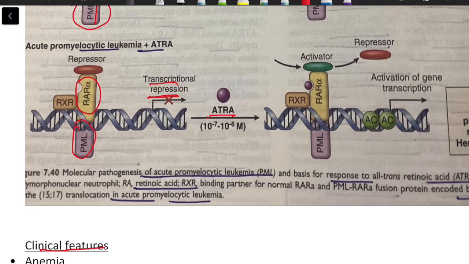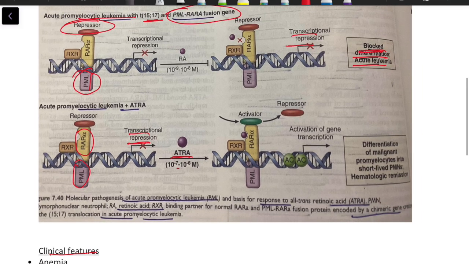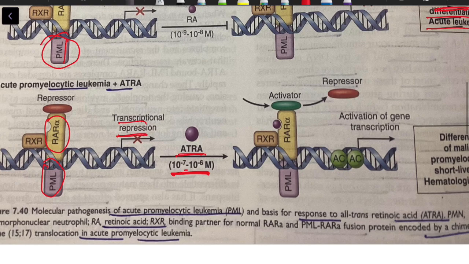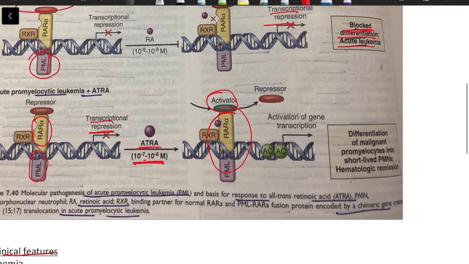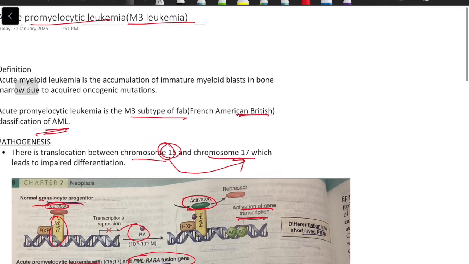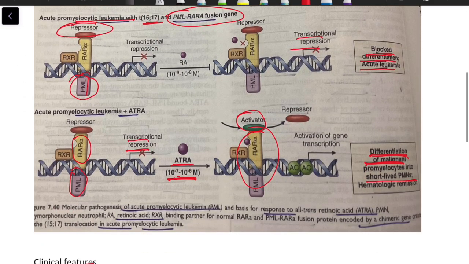repression due to this chimeric protein produced by the fusion gene. But when a special kind of compound called all-trans retinoic acid, which has a different structure from the normal retinoic acid, is given in this concentration, it easily binds to this chimeric receptor and strengthens the binding of this chimeric protein to the activator protein, and this ultimately leads to the differentiation of these malignant promyelocytes into short-lived polymorphonuclear cells, and that leads to hematologic remission.